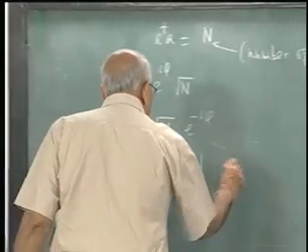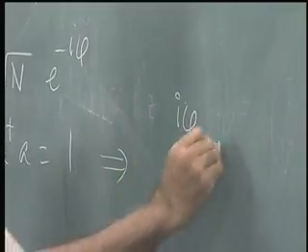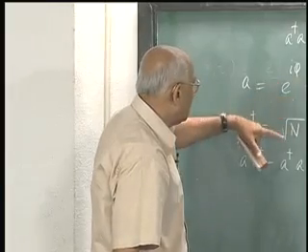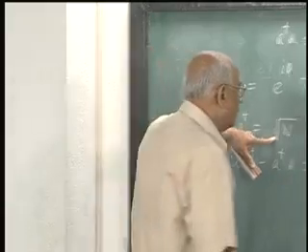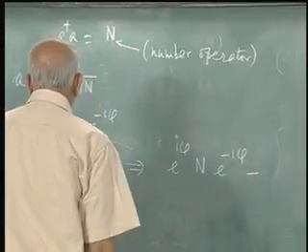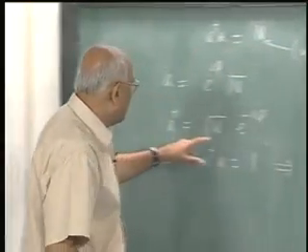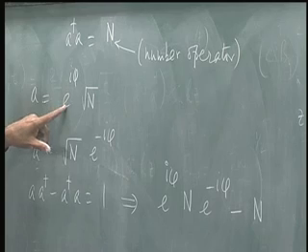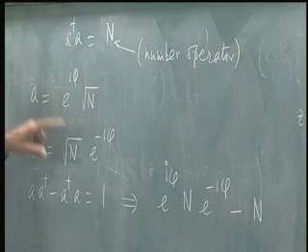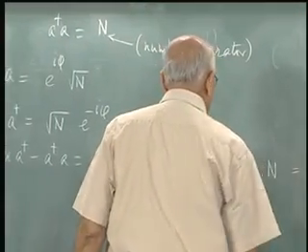So this implies that e to the i phi n, with this root n, gives you an n. e to the minus i phi, a dagger a is n, because a dagger is root n e to the minus i phi, e to the i phi root n, and the e to the minus i phi and e to the i phi commute with each other, give you 1, and you end up with this n, and this must be equal to 1.